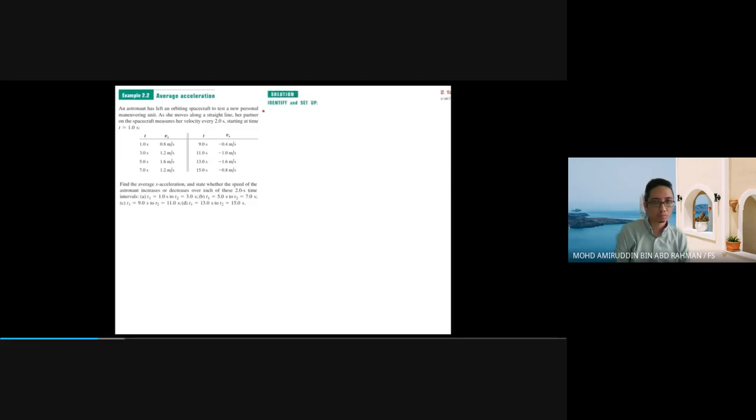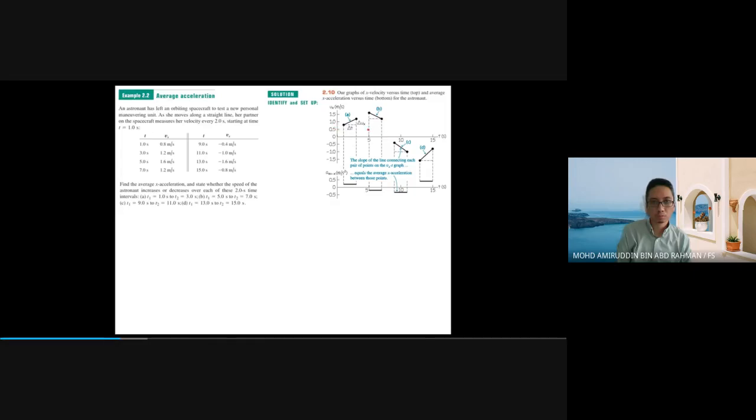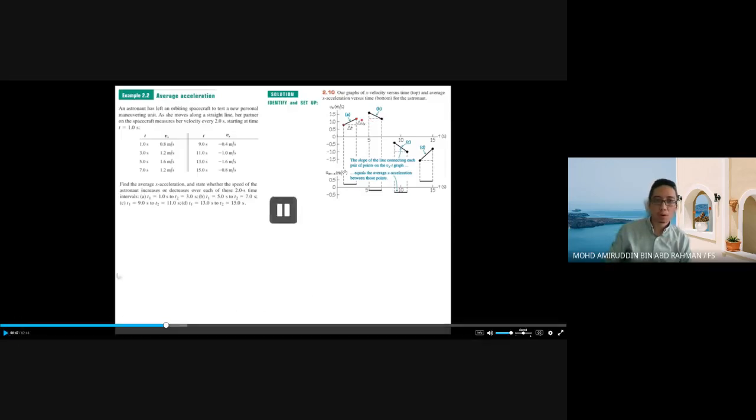We begin by looking at a plot of these measurements. Here's velocity on the y-axis and time on the x-axis. This point, for instance, corresponds to t equals 1 and v equals 0.8, and this point corresponds to 3 and 1.2. You notice here that the graph is now in terms of velocity and time, from velocity to time, and then you are measuring the change.